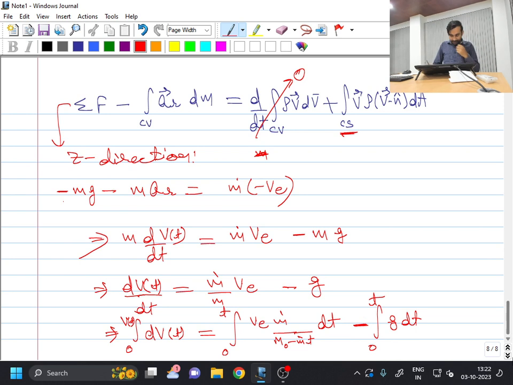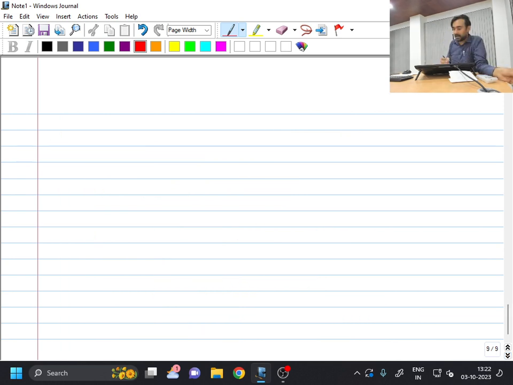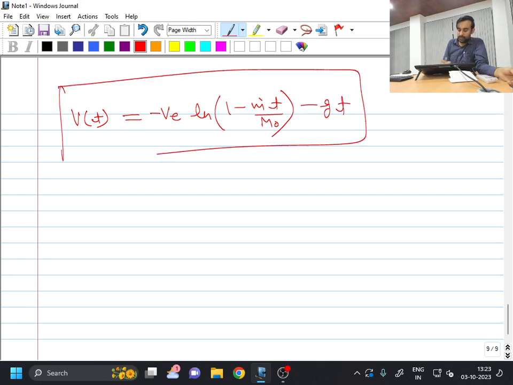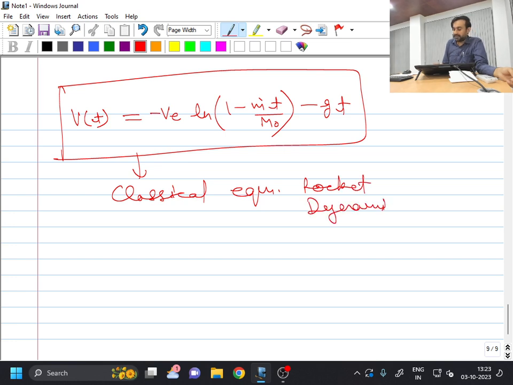Okay, so now if I do this integration and substitute the limits of integration, ultimately I will be getting my velocity v of t as nothing but minus Ve times ln of 1 minus m dot t by m naught, and minus g of t. So this is one classical equation in rocket mechanics. Okay, so when we study the rocket dynamics problem, this equation is very important in determining the velocity of the rocket, and you can see why I have discussed this case over here, because this problem is helping us in identifying the applications of Reynolds transport theorem whenever it is applied on a non-inertial frame of reference.